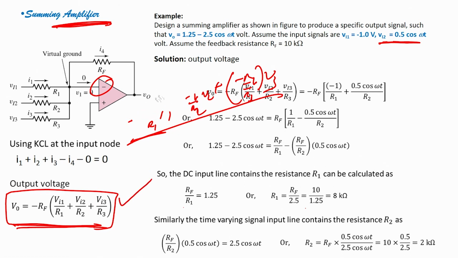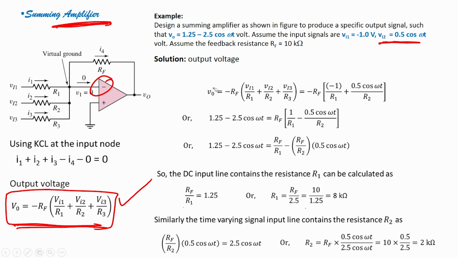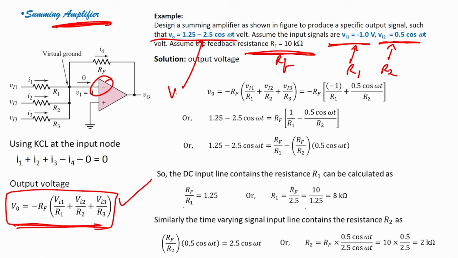Once I know this equation, if I am given a problem, which is shown here, that for the given output voltage, if you have two input signals and you have feedback resistors, then we can solve the value of R1 and R2, because there are only two voltages V1 and V2. So, we have to find R1 and R2. We are given the value of RF, the value of VO, and the values of V1 and V2, everything is given. So, life becomes very easy, because we have to just substitute the values and solve it.